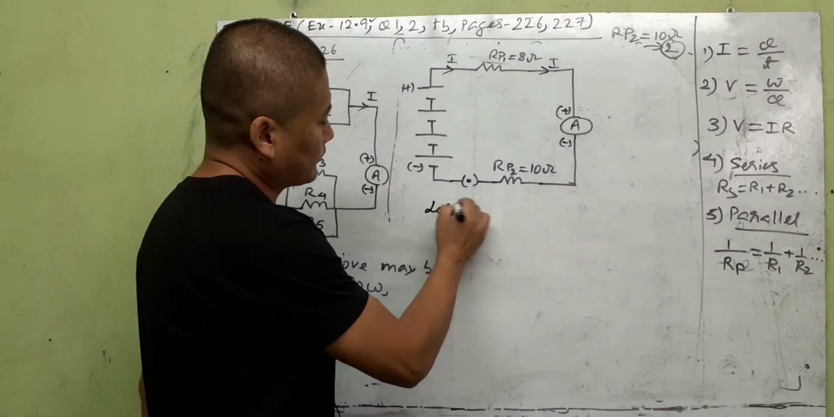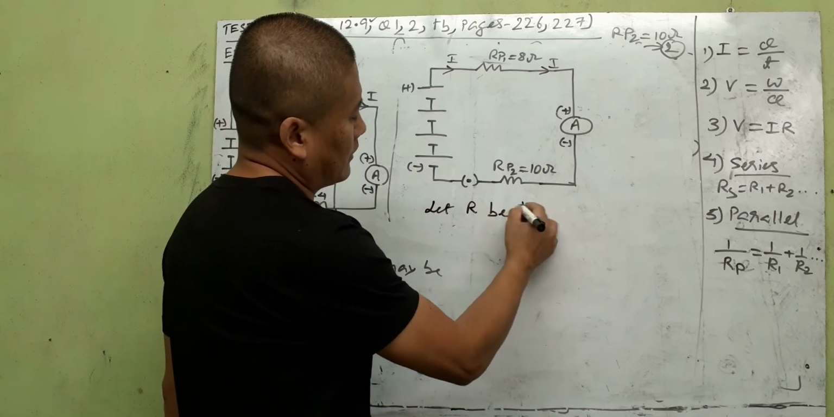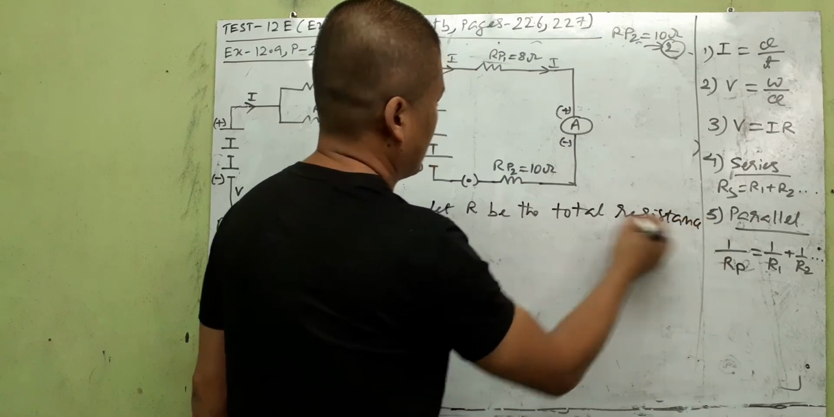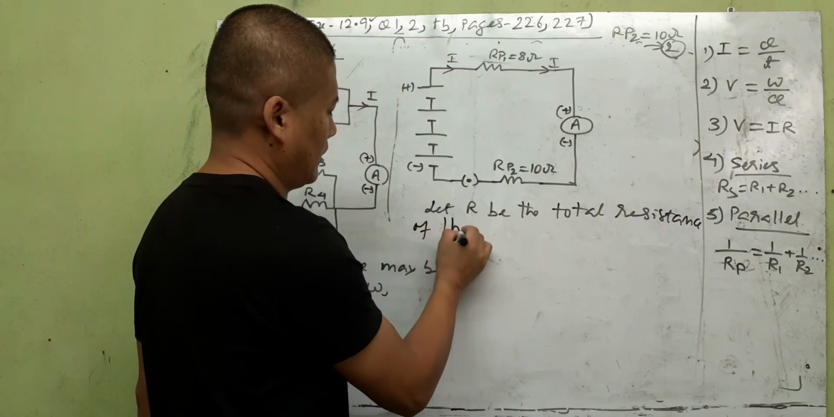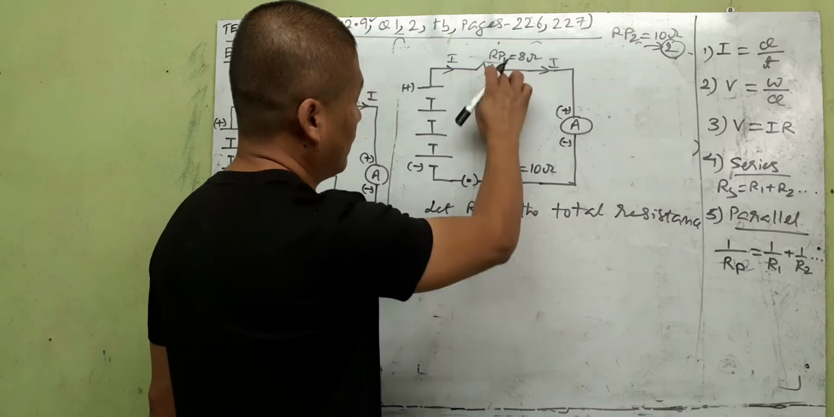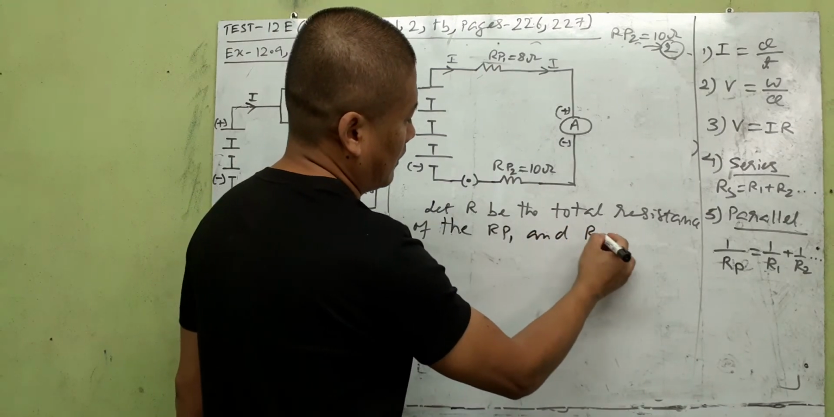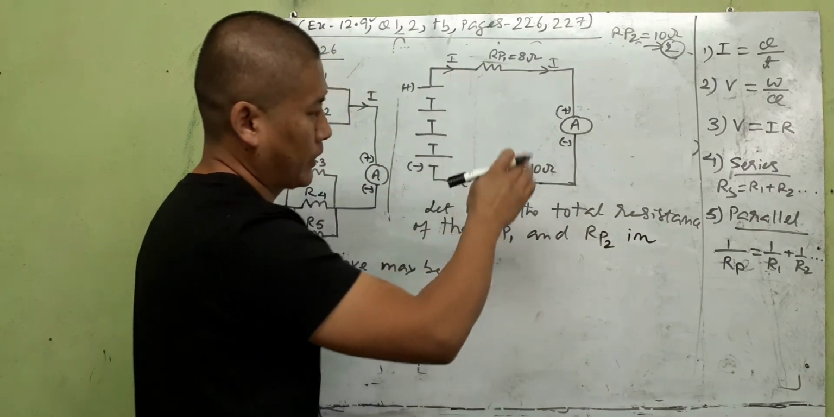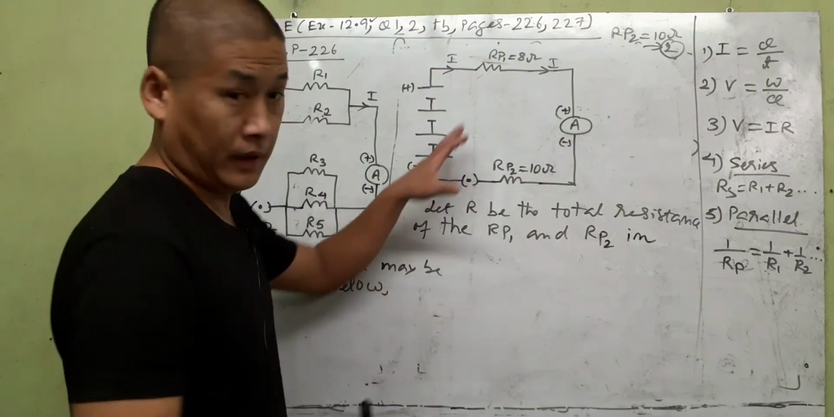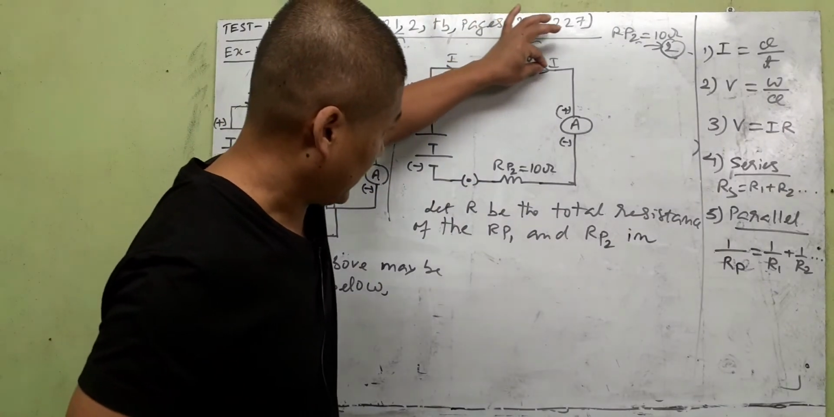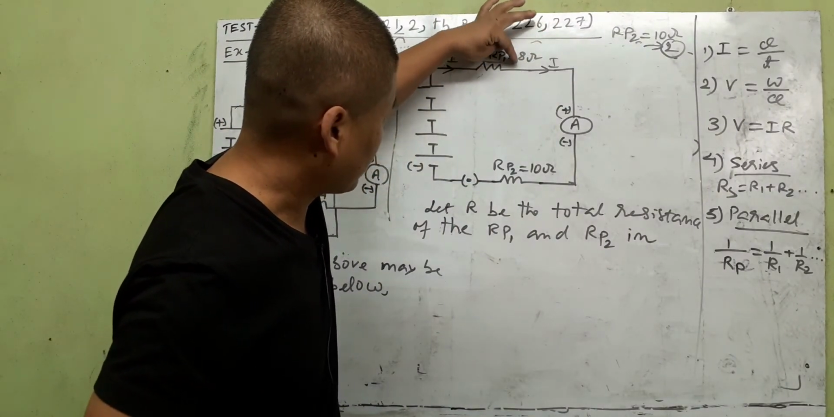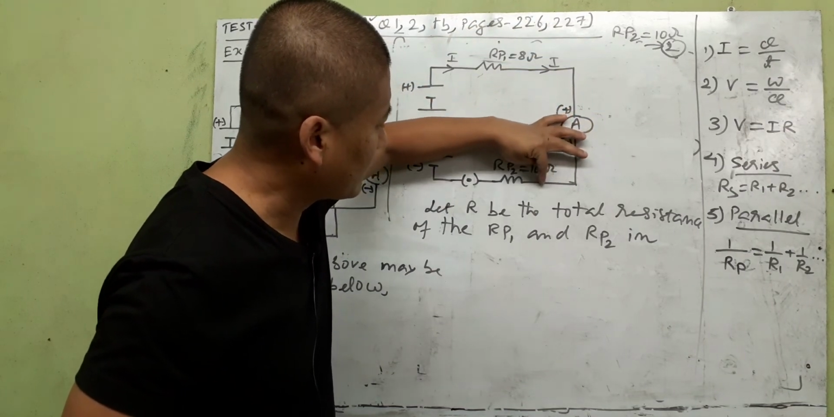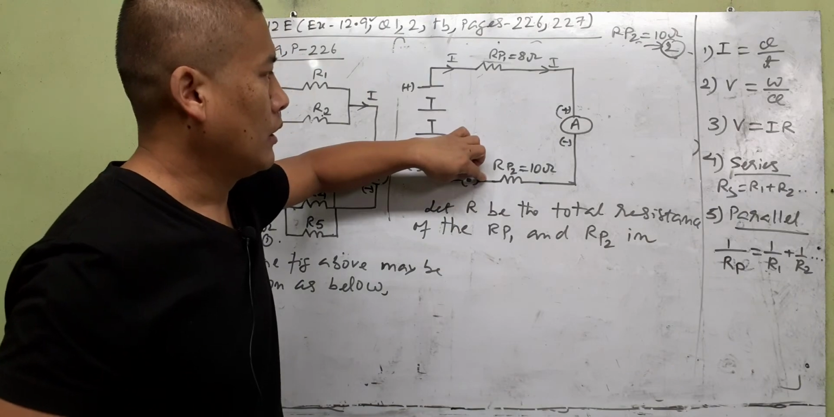So now let R be the total resistance of the RP1 and RP2. Clearly now, see here, this is not in parallel anymore, it is going this way. Now the ending part of 8 ohms, RP1, is here, and that ending part is joined to the beginning part of RP2. That is series.